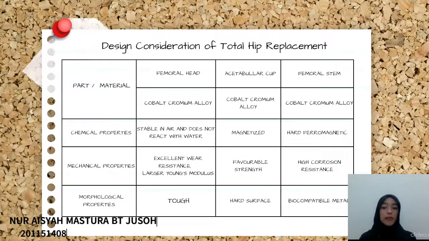For the acetabular cup, it has favorable strength, so it can withstand the load of the patient when the patient is standing, walking, and doing daily activities. For the femoral stem, it has high corrosion resistance and it can be implanted in the patient's body for a long time. Next, we look at the morphological properties of the femoral head.